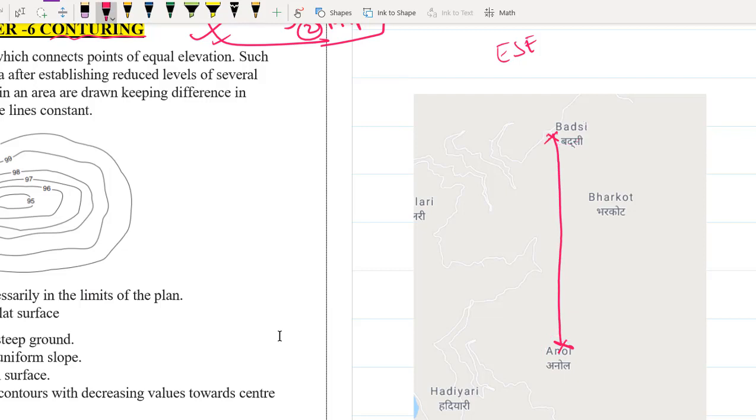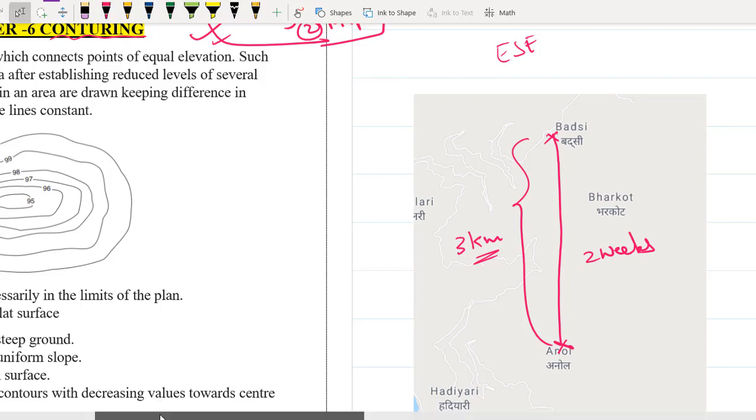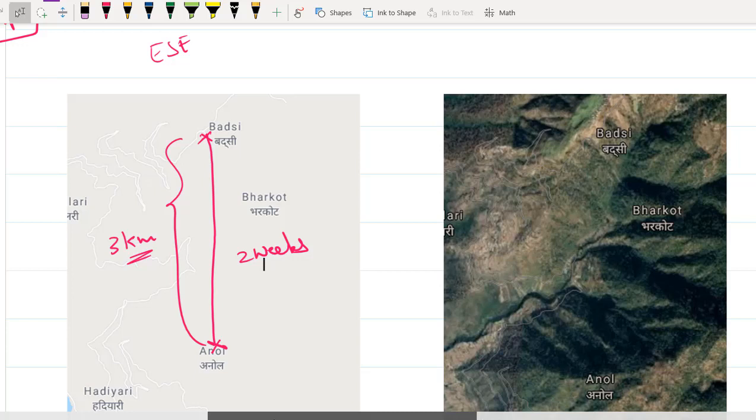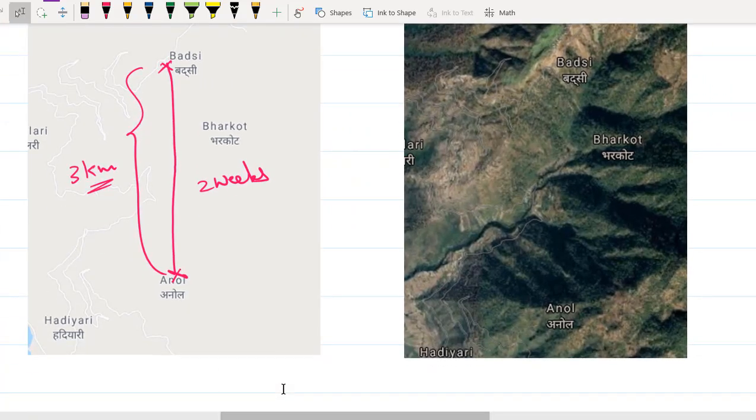So you have already done the maps, you have the construction maps with you, you know the horizontal distance. You will say it is just 3 kilometers away. Sir, I will do this work in just 2 weeks and come back. I will finish this work and report back in 2 weeks. But when you went there in reality, what you notice is Arnold is somewhere here, and Batsy is somewhere here. In between you have a mountain.